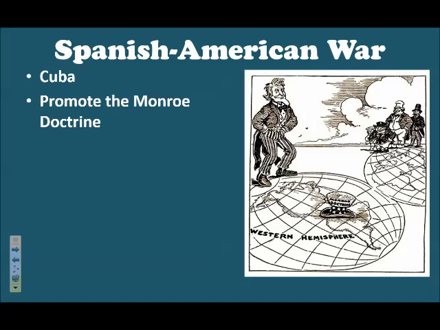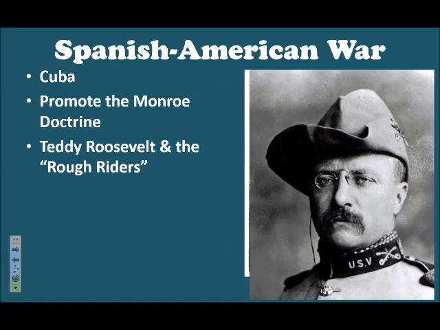Spain had held Cuba since 1492, when Columbus sailed the ocean blue. So this truly is a way for us to extend our power and get more benefits. One of the most famous people in the Spanish-American War is Teddy Roosevelt and his Rough Riders.